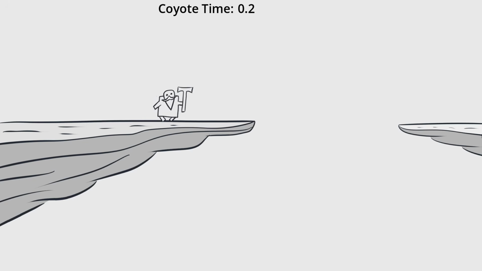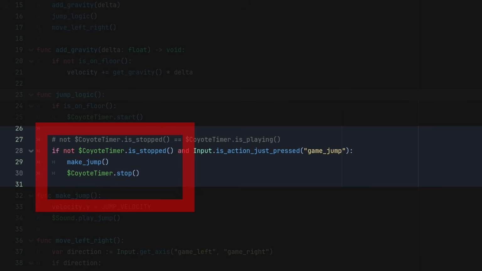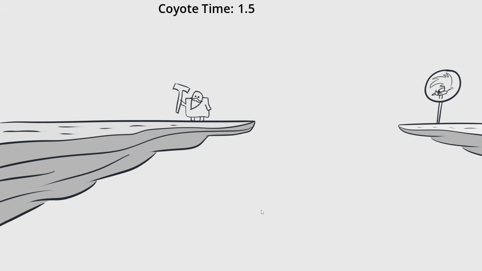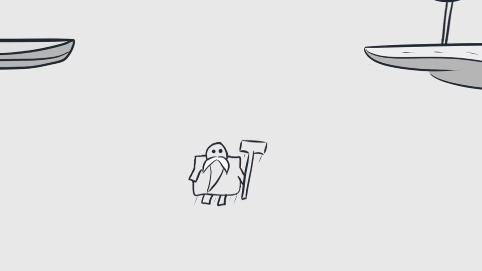I think that something around 0.2 seconds is fine for casual games. Remember to turn off the timer after jumping, otherwise the user can multi-jump during a Coyote Timer. Maybe it's a good idea for a power-up.